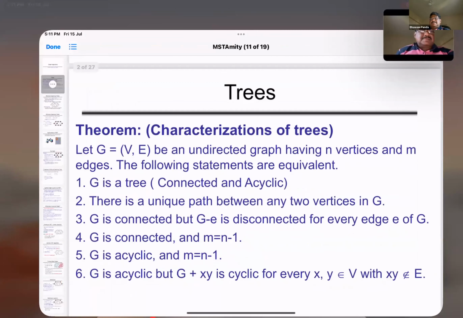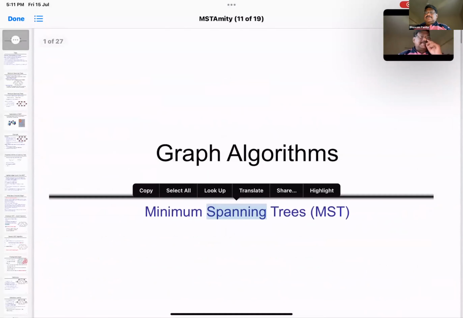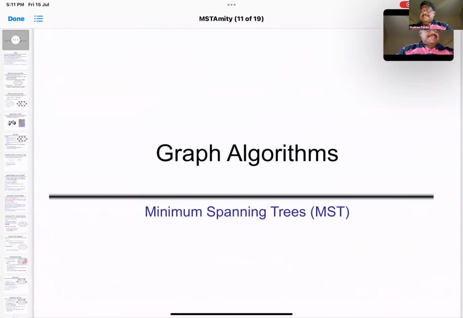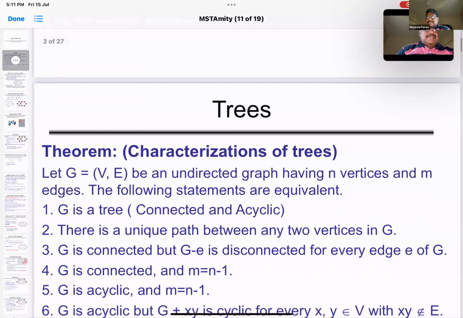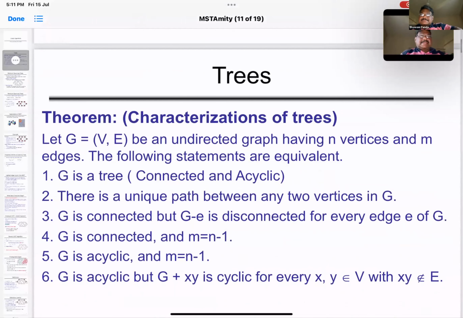Okay, so this is a minimum spanning tree, and we have seen this particular characterization in the last class. Fine? Yes or no? Yes, sir.